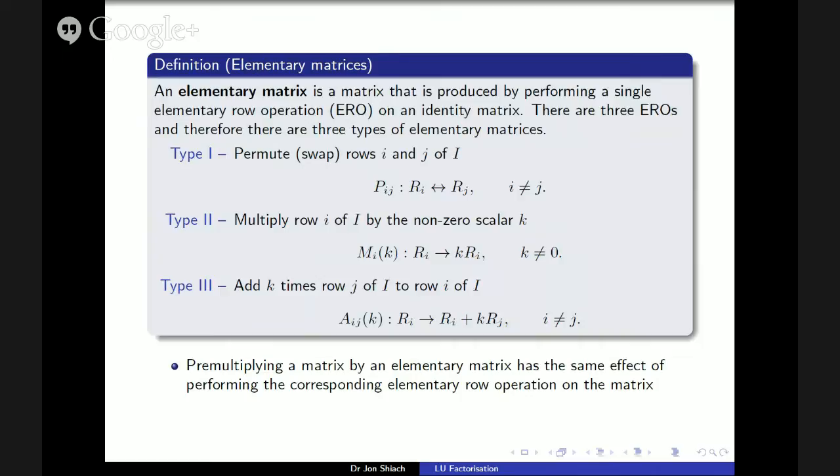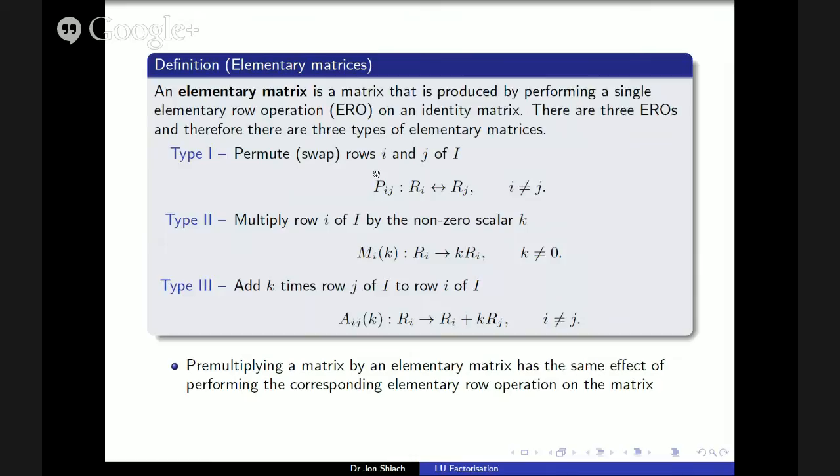Now, there are 3 different types of row operations you can use. The first type, type 1, means we permute, in other words, swap any 2 rows. That's the first type you can do. Type 2 is you can multiply any row by a number. And the third type is you can add a multiple of another row to a current row. These are called elementary row operations, or ERO.